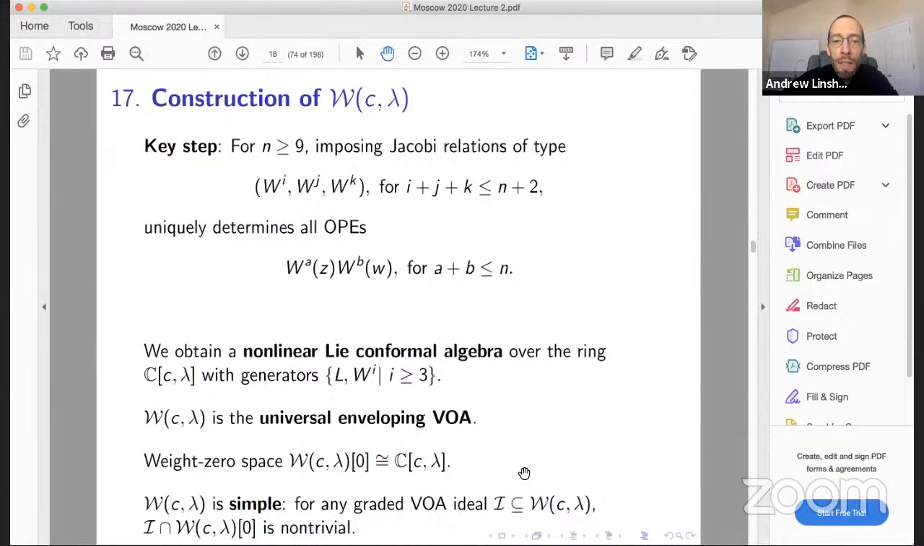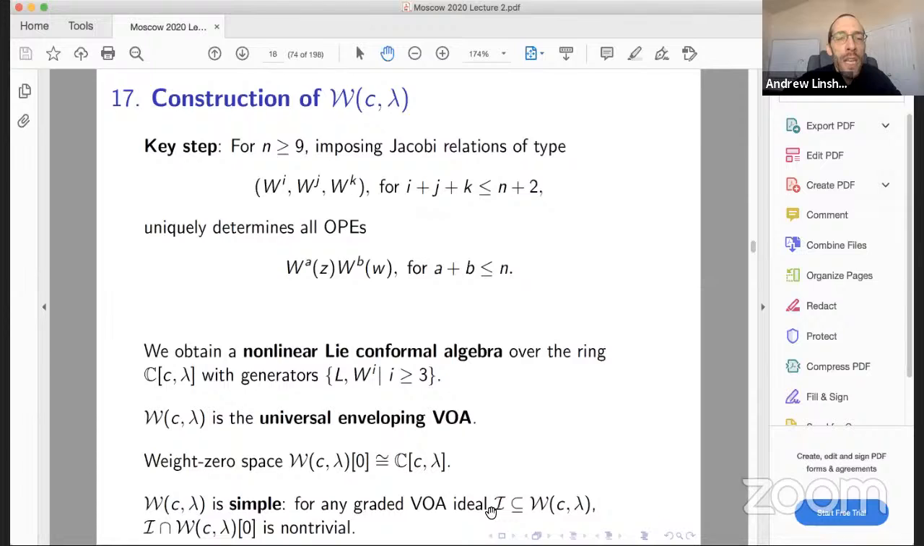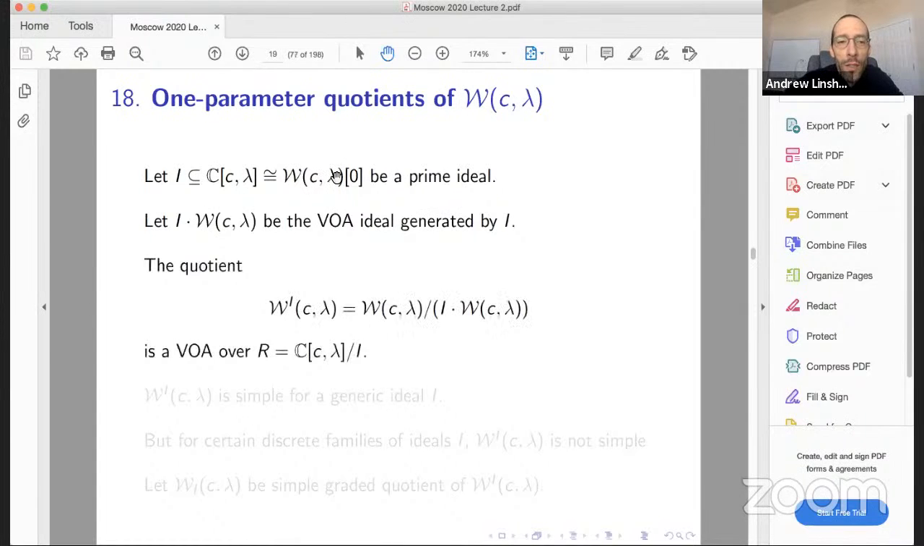So it's simple in this sense, but if I take the quotient by some ideal in the ring, then you may not get something simple. So this sort of tells you where to look for interesting one-parameter quotients. What you should do is consider ideals in the ring, which I identify with the weight 0 subspace, and I should take prime ideals. And then I take the VOA ideal generated by this ideal in the weight 0 subspace, and then I take the quotient.